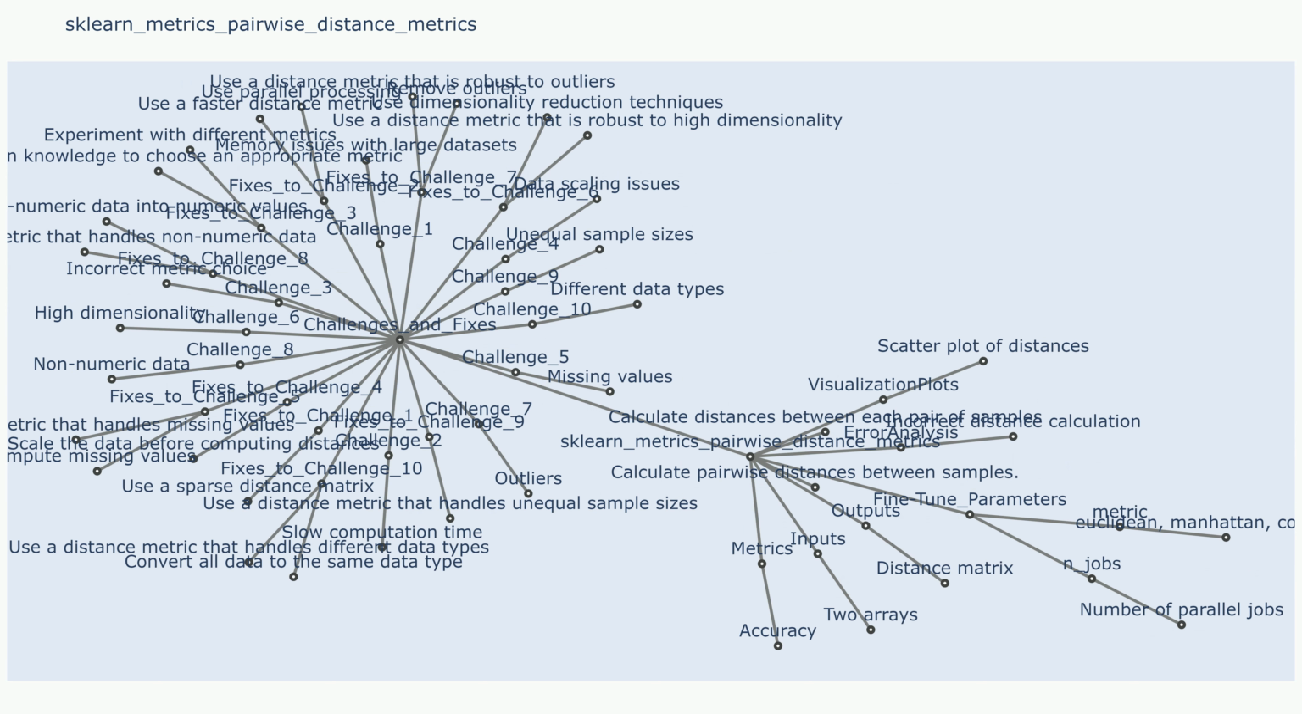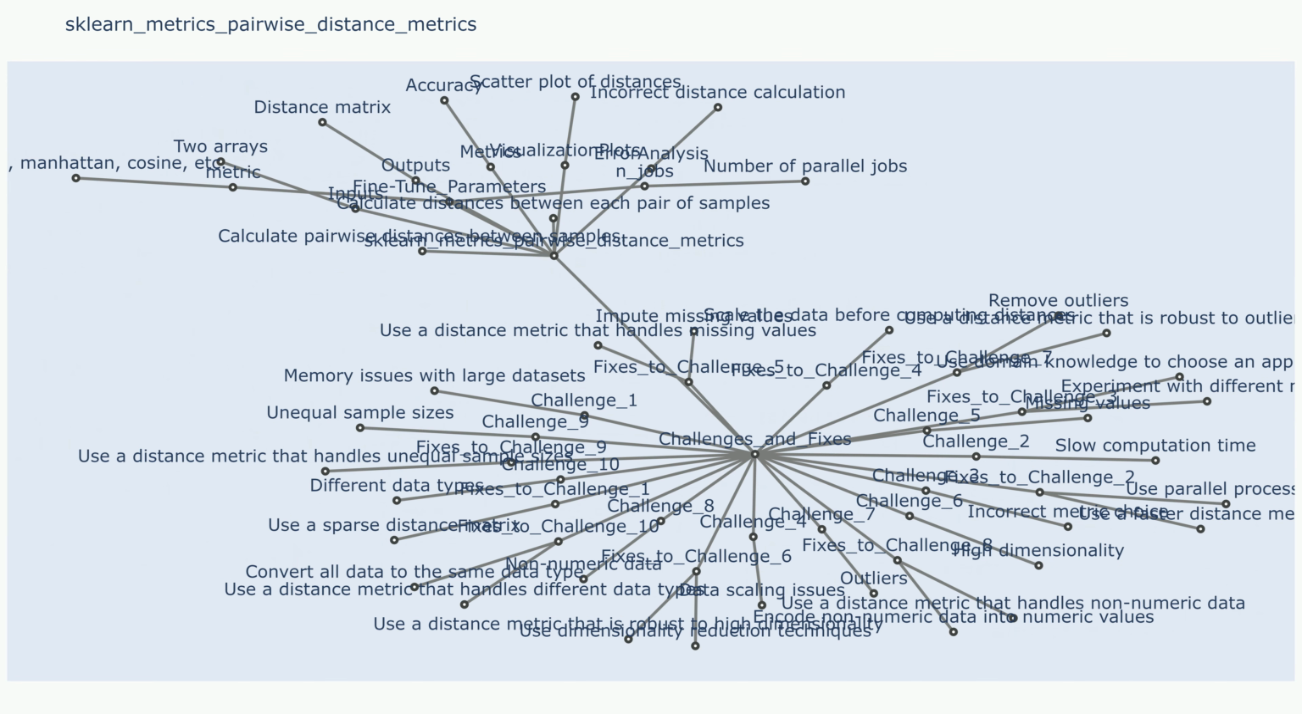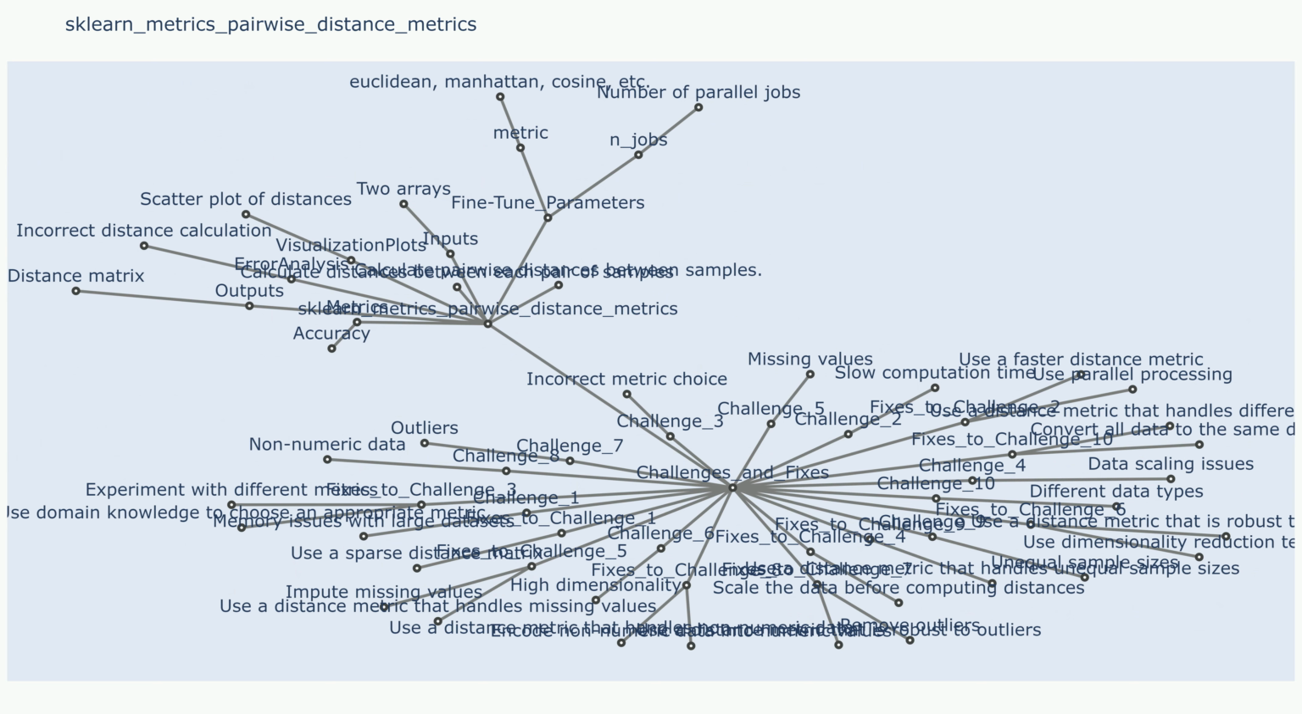Challenge 1: handling missing values. If the input data contains missing values (NaNs), the function might produce unexpected results or raise errors. Sample use case that resulted in challenge 1: input arrays with missing values leading to inaccurate distance computations or errors. Fixes to challenge 1: pre-process the data by handling missing values before using distance metrics. This can involve imputation techniques like mean or median imputation, or dropping rows or columns with missing values.